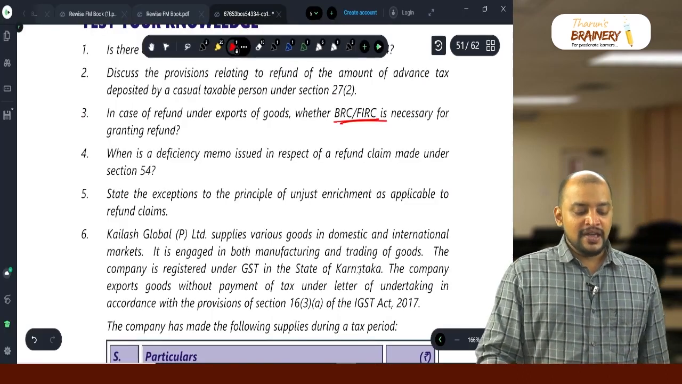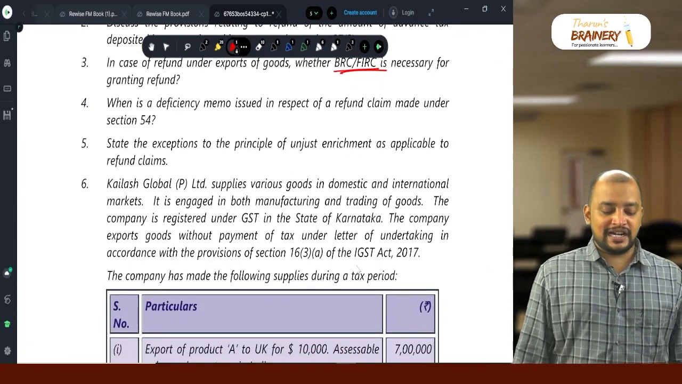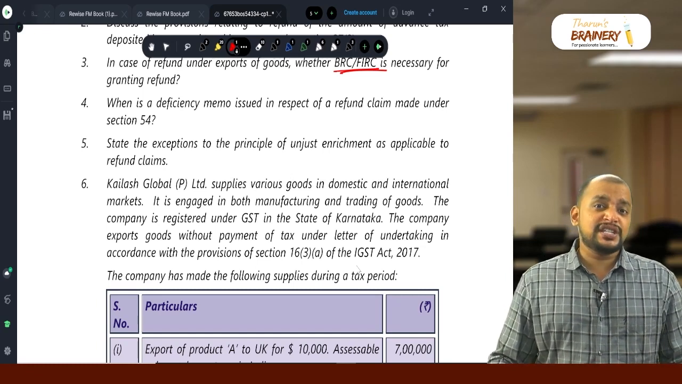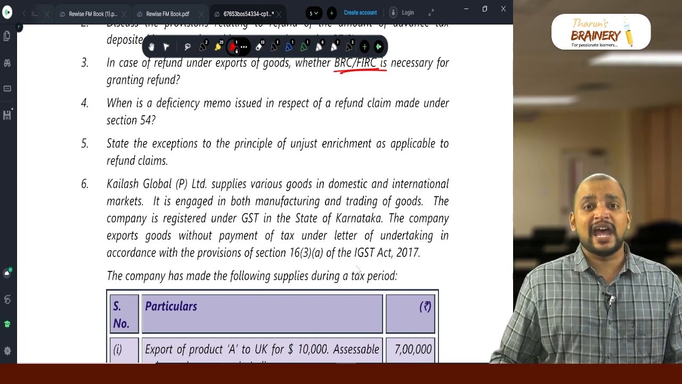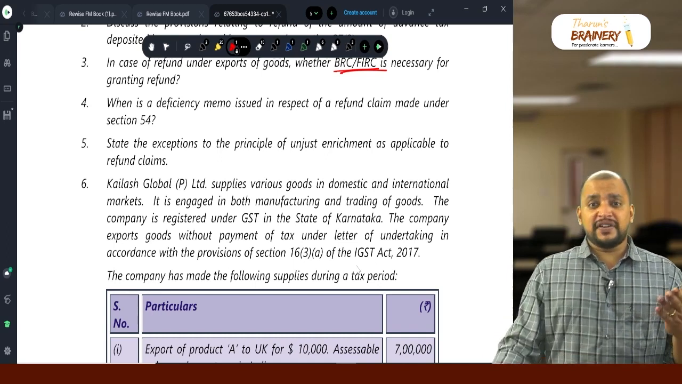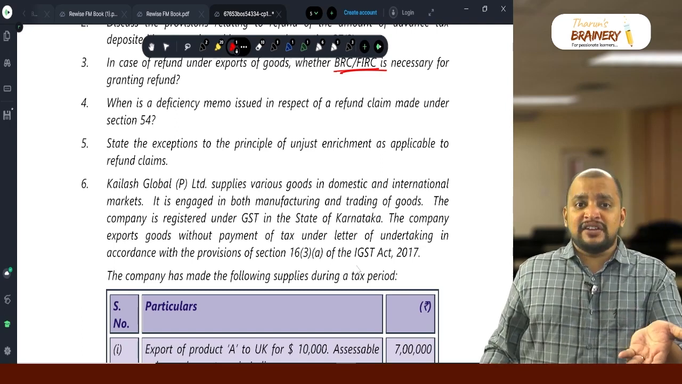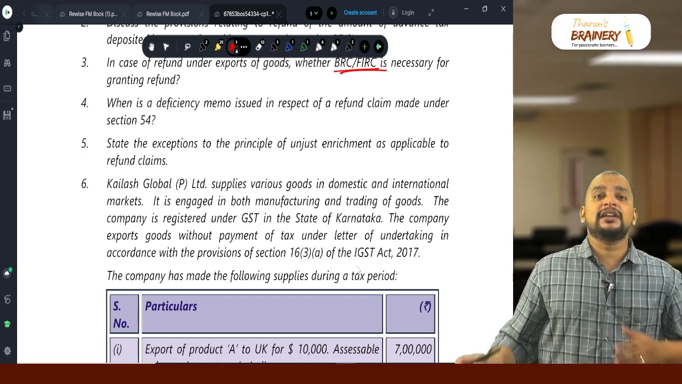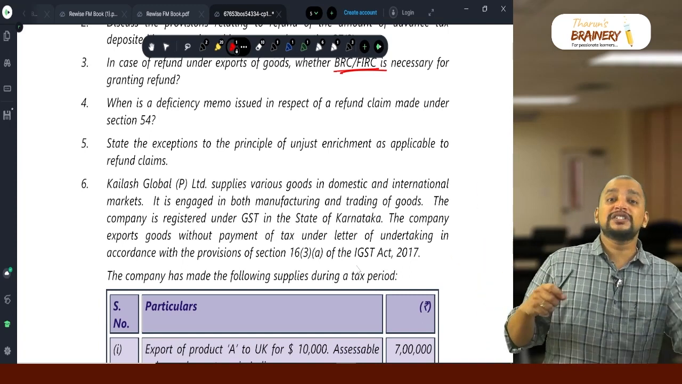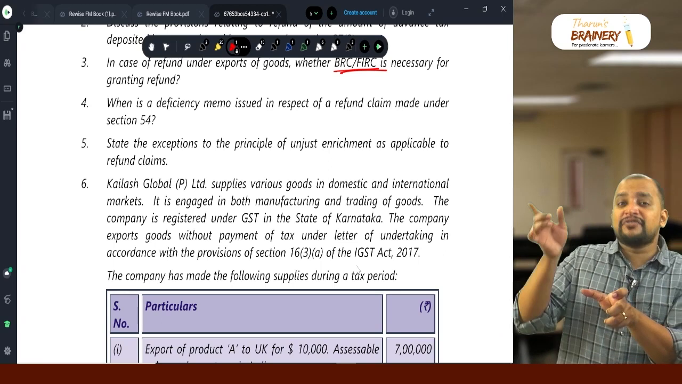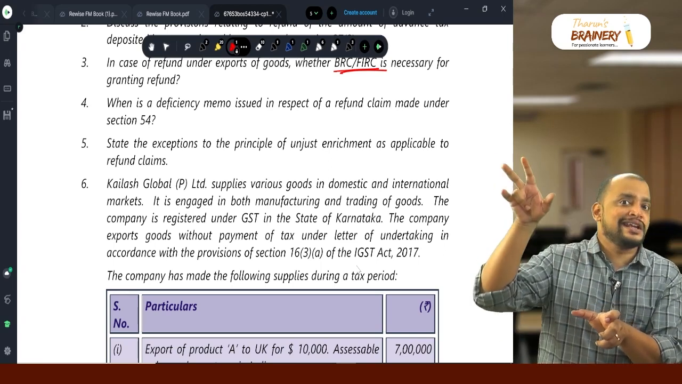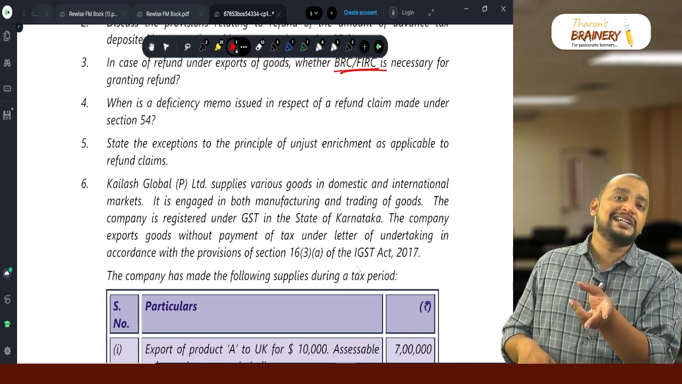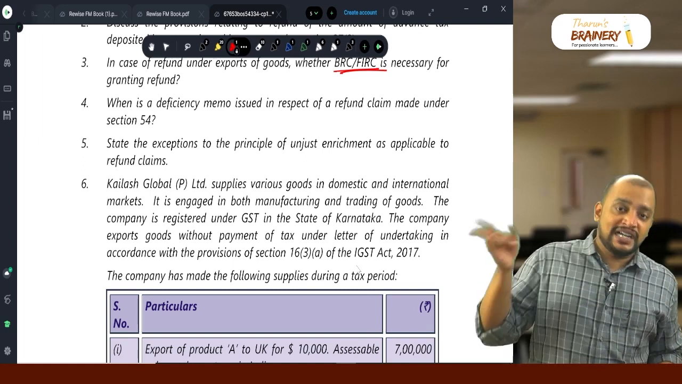Then question number 4. When is a deficiency memo issued in respect of a refund claim made under section 54? Whenever we make an application for refund, the deficiency memo will be issued if the refund application has certain deficiencies, and after rectifying the deficiencies we need to make another refund application. Now the second refund application after deficiency memo is only considered as the refund application as mentioned in the acknowledgement, because the date of receipt of refund application mentioned in the acknowledgement is only counted for the 60 days refund order. But here, the refund application filed after deficiency memo will be taken as the date of refund application.